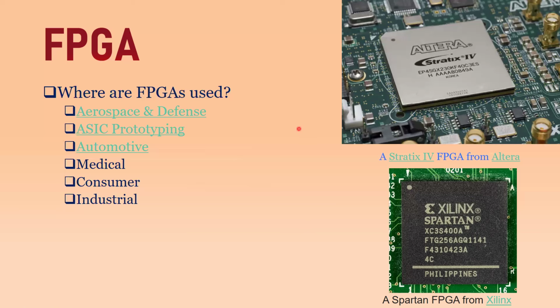Once it is fabricated, the function will be fixed. You cannot change it later. So for that, you are not sure, and you are going to have a volume manufacturing of the ASIC IC, let's say tens of thousands of ICs. But before that, you want to verify whether the ASIC will be functioning as desired.